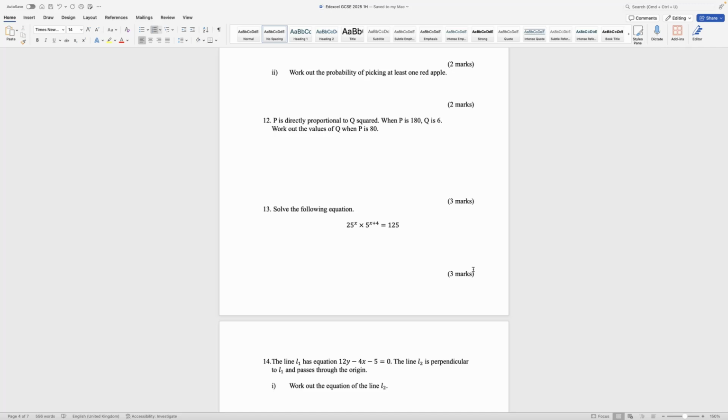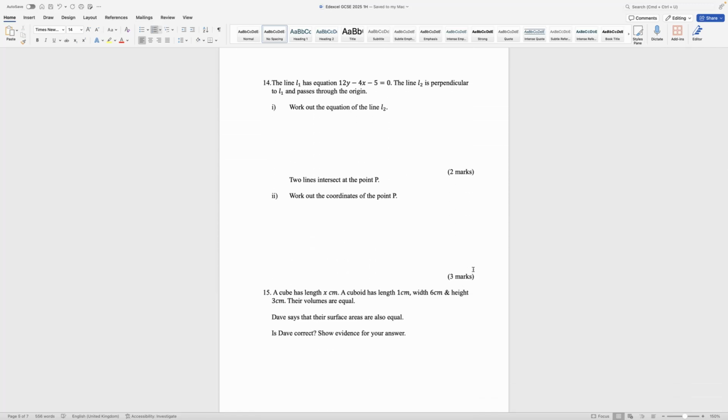Question 13. Solve the following equation. 25 to the power x times 5 to the power x plus 4 equals 125. Question 14. The line L1 has equation 12y minus 4x minus 5 equal to 0. The line L2 is perpendicular to L1 and passes through the origin. Work out the equation of the line L2. Two lines intersect at the point P. Part 2. Work out the coordinates of the point P.